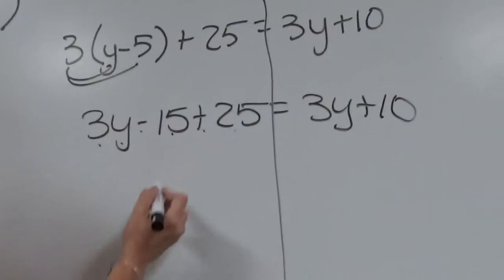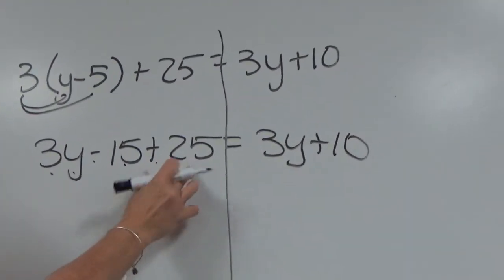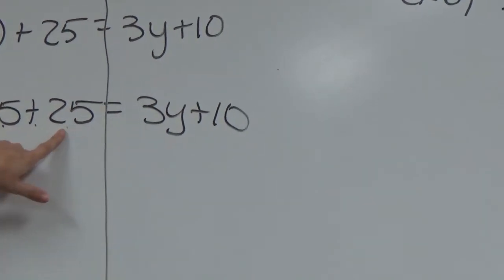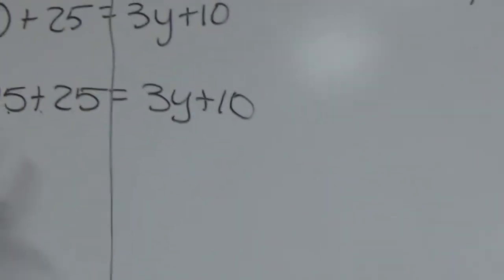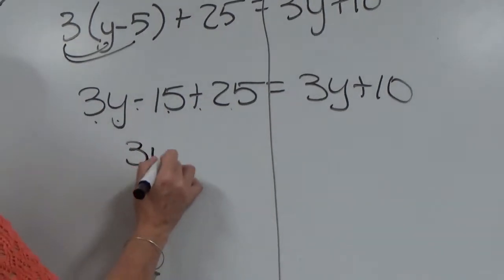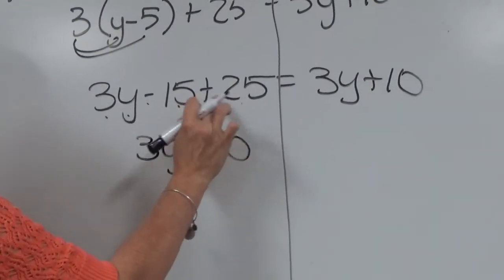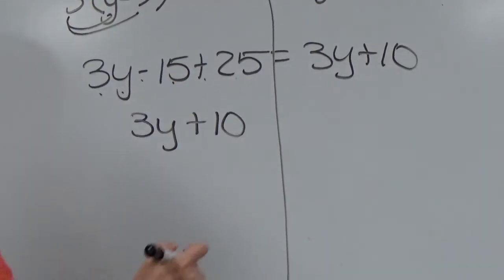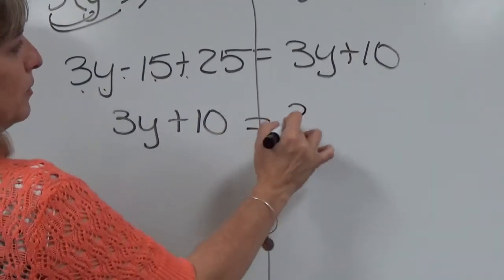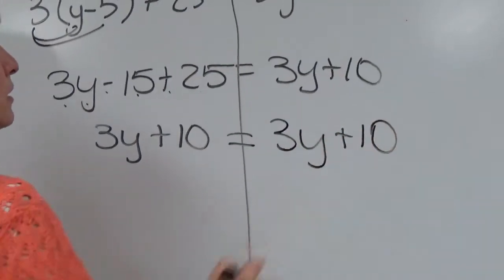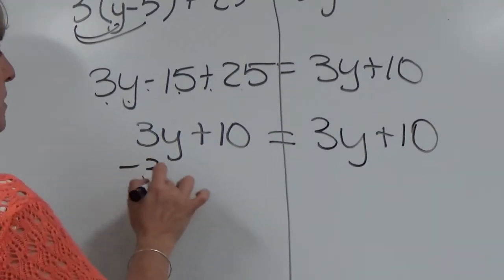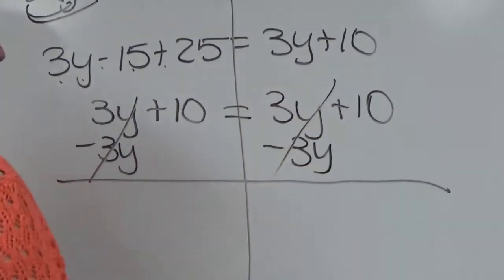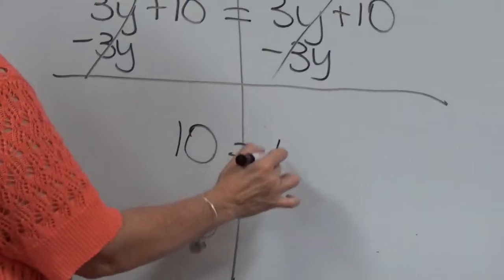3y minus 15 plus 25. Well, that's just saying these 2 numbers are on the same side, but I can combine them because they're like terms. 25 minus 15 is actually 10. So I'm going to have 3y plus 10. It's positive 10 because this one's bigger, so I subtract the numbers and take the sign of the bigger number. So if I have 3y over here and 3y plus 10 over here, I'm going to start subtracting my 3y, and what's going to happen is I'm going to get 10 equals 10.